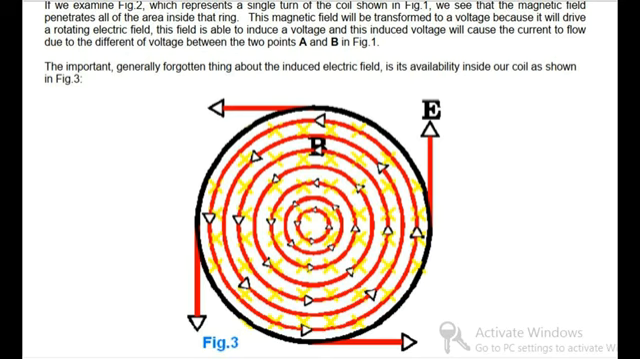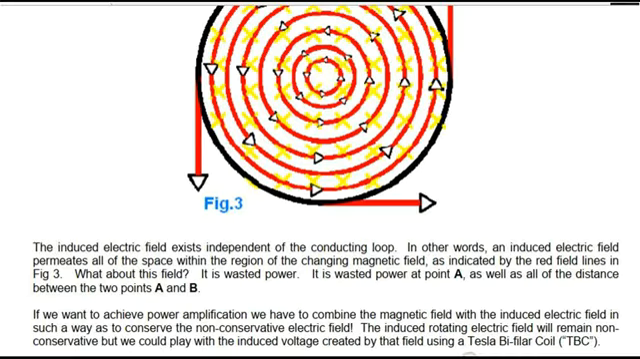The important, generally forgotten thing about the induced electric field is its availability inside our coil, as shown in Fig 3. The induced electric field exists independent of the conducting loop. In other words, an induced electric field permeates all of the space within the region of the changing magnetic field, as indicated by the red field lines in Fig 3.